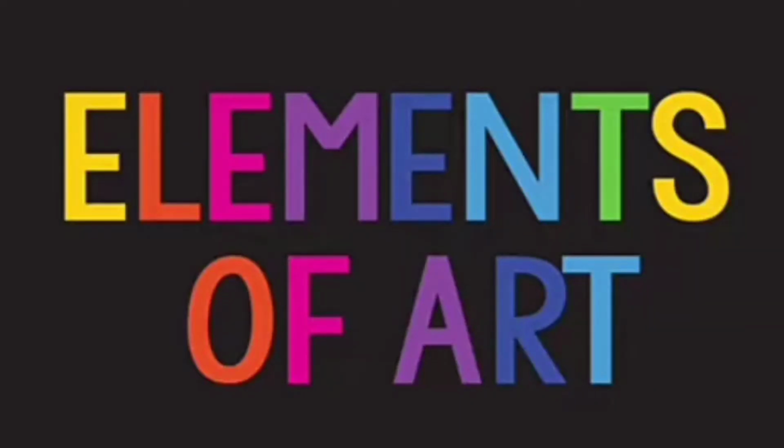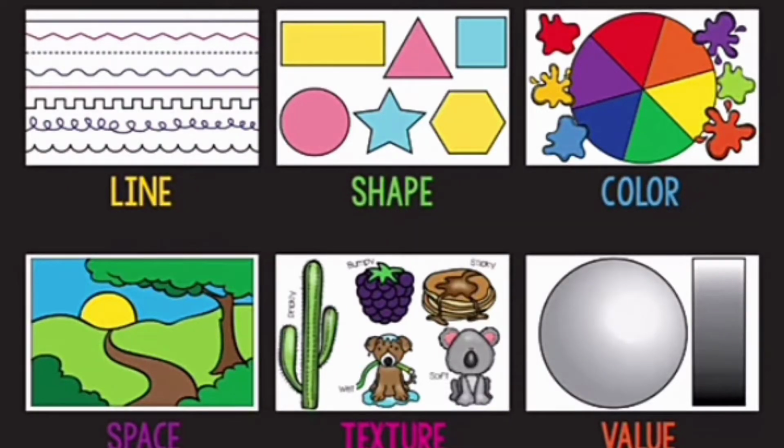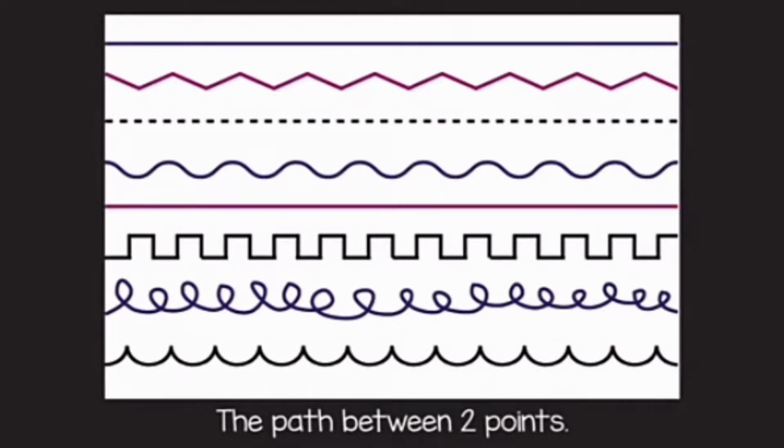Building blocks of an artwork. The tools that an artist uses when creating an artwork. The elements of art are line, shape, color, space, texture, and value. Line. Line is the path between 2 points. Here you can see 2 points. When you connect them, you have a line. There are many different types of lines, such as straight, wavy, zigzag, and loop-to-loop.